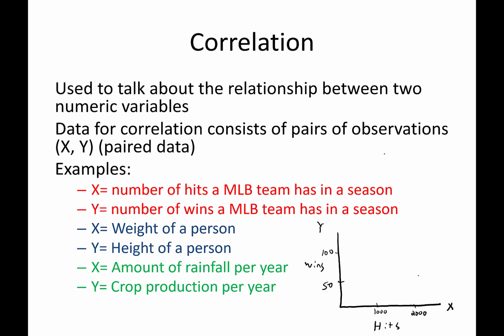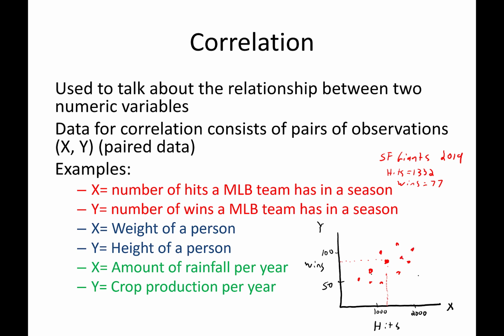The San Francisco Giants in 2019, a Major League Baseball team, received hits of 1,332 and wins 77. So what we would do is we would go to that on our graph. We have 1,300 roughly hits and 77 wins. And then we would place a point right here. And we could do this for all of the observations in our data set. Maybe baseball teams, hits and wins.